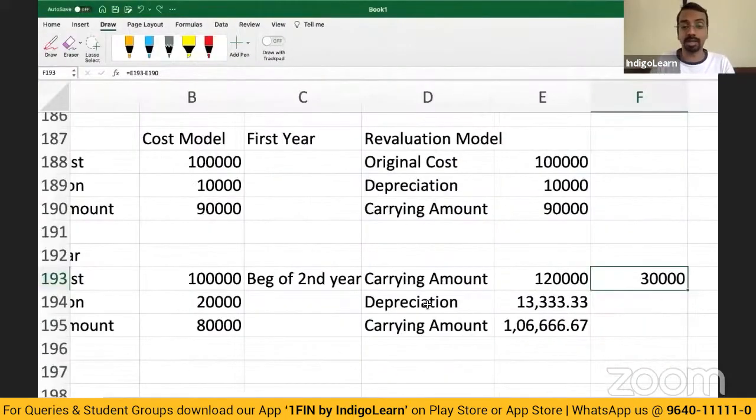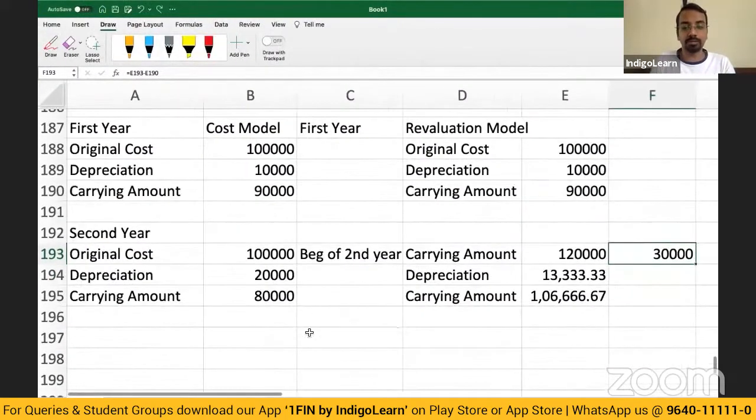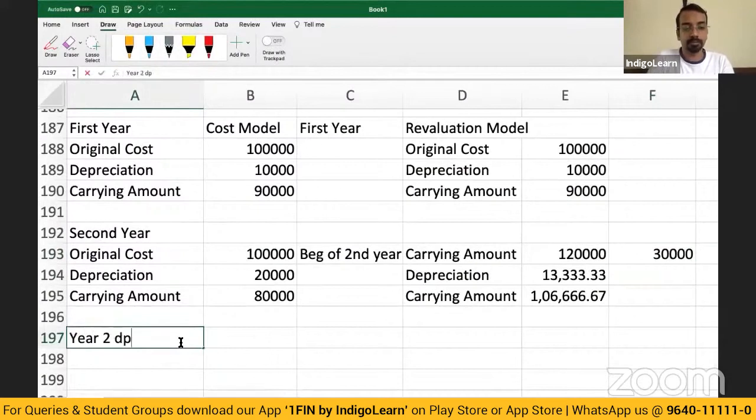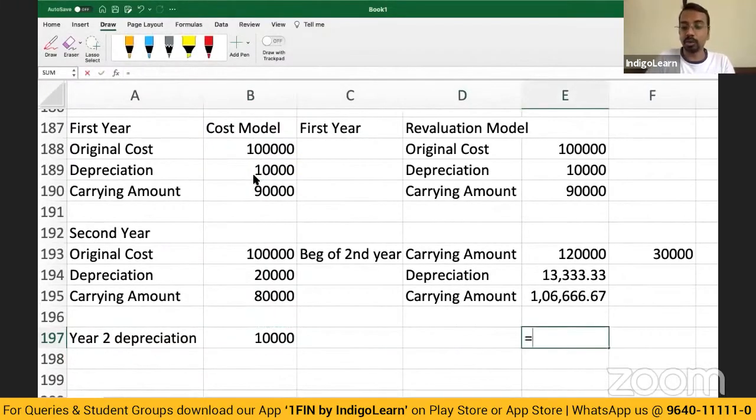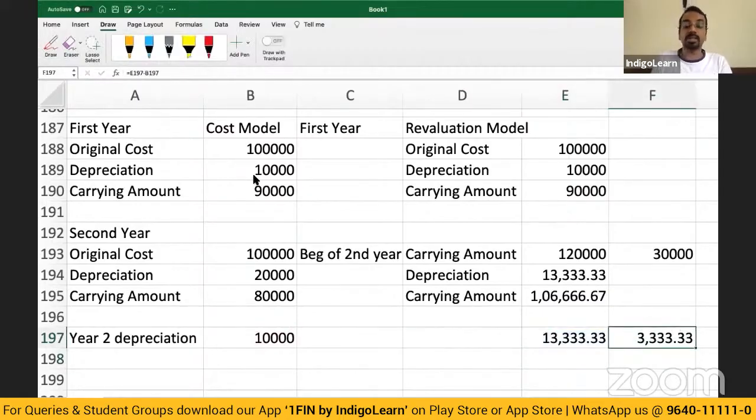So what I'm trying to say here is, because of this revaluation, year 2 depreciation is 10,000 for the year under the cost model, and here year 2 depreciation is 13,333. Means we have charged excess depreciation of 3,333. This excess depreciation can be transferred from revaluation surplus to general reserve. So you should calculate depreciation including the revaluation surplus or revaluation deficit.